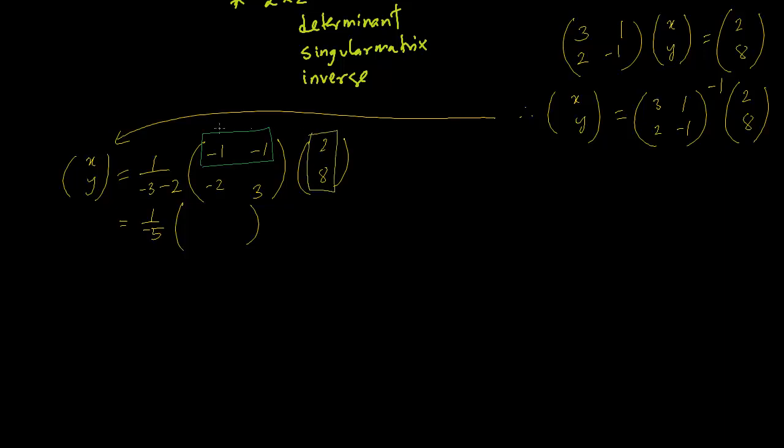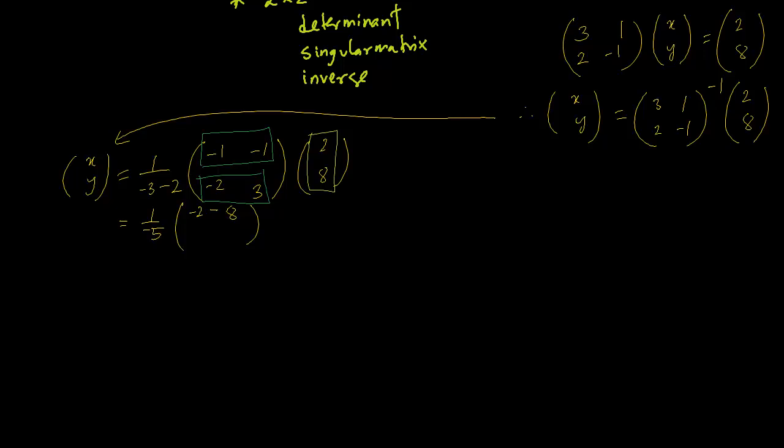So this is going to be minus 1 times 2 is minus 2. Then we have minus, since it's minus, I'm going to write minus instead of plus. Minus 1 into 8 is minus 8. Then we move on to the next row and do the same thing over here.